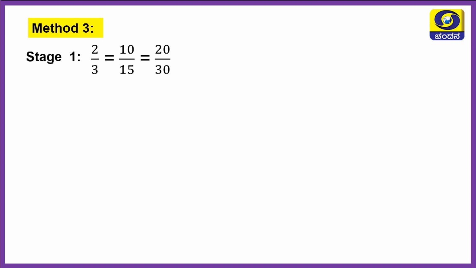What is one more method, and the easiest method is method 3. Here what I am doing is writing equivalent fractions for 2 by 3: 10 by 15, 20 by 30. These are the equivalent fractions. When I multiply 2 by 3 by 5, I am getting 10 by 15. When I multiply 2 by 3 by 10, I am getting 20 by 30. Same way, when I multiply 4 by 5 by 3, I am getting 12 by 15. When I multiply 4 by 5 by 6, I am getting 24 by 30. So, I am writing equivalent fractions of 2 by 3 and 4 by 5 such that the denominators are the same.